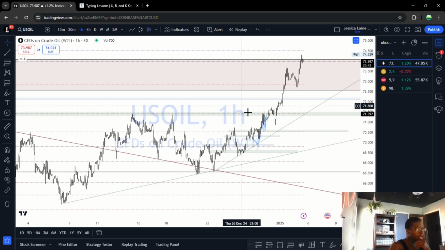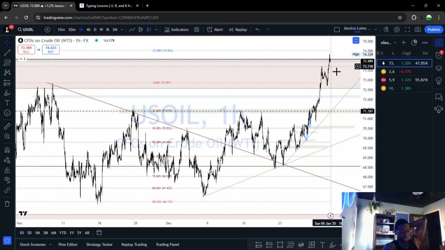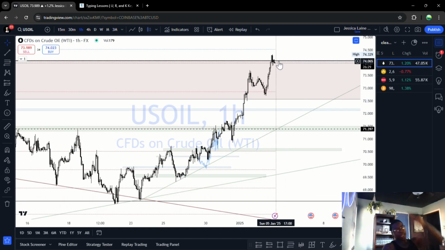As we see, oil is continuing. We had this 4-hour structure here: impulse, correction, continuation. Oil is sitting directly under our -27. However, it is in this daily zone. So just like I was saying, I like to narrow it down.